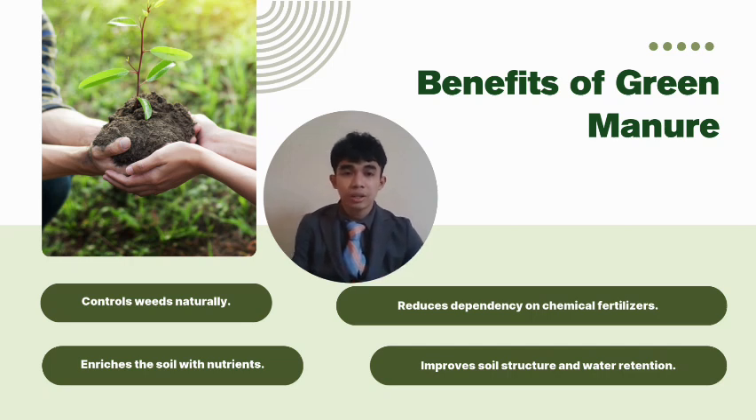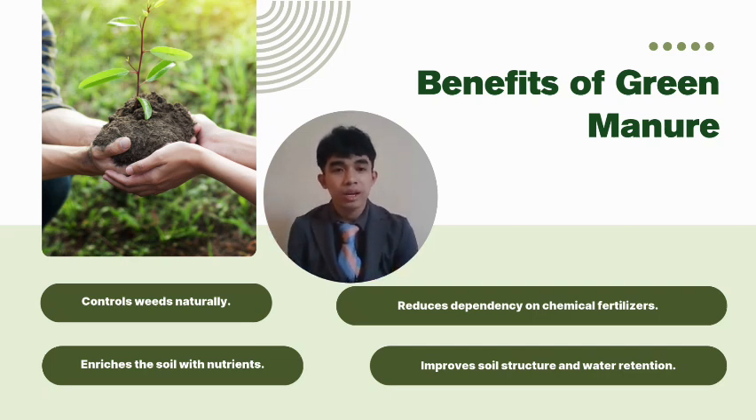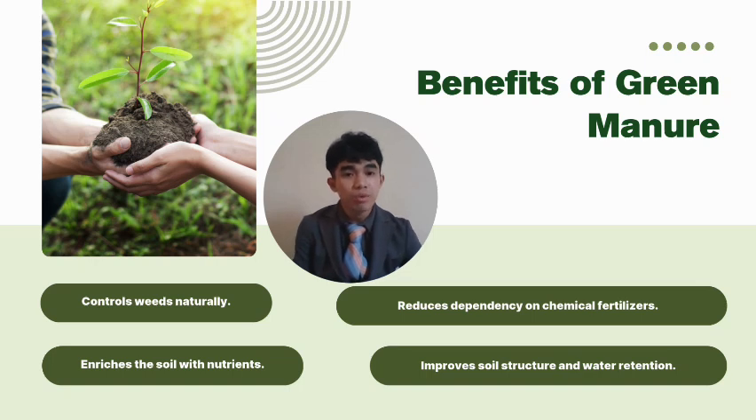It also can enrich the soil with nutrients. It is because green manure crop, especially legumes, fix nitrogen in the soil, providing essential nutrient for future crops. It also can improve the soil structure and water retention. The organic matter improve the soil texture, making it easier to till.